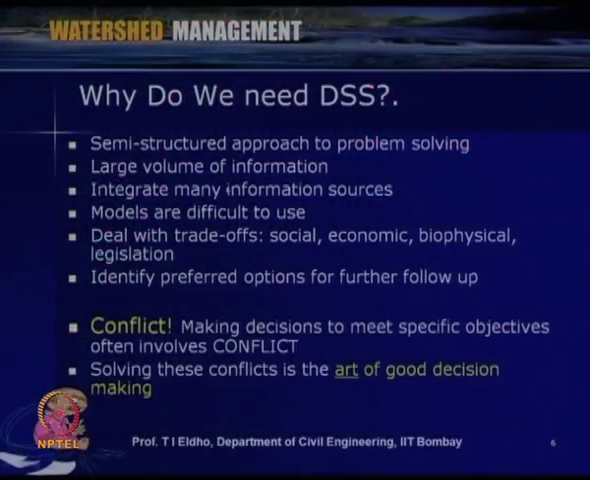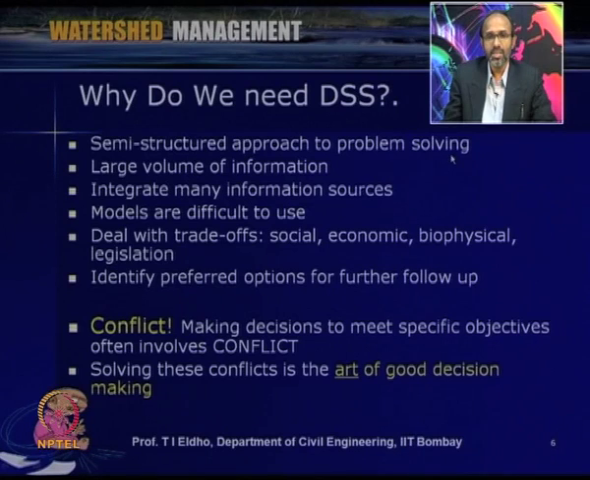Here I have listed some of the important points. A semi-structured approach to problem solving is part of DSS, and wherever a large volume of information is there, DSS is very useful. DSS integrates many information sources, either through the web or through various computer networks. Most of the time models are very difficult to use if there is no appropriate decision support system. And DSS deals with trade-offs, like the trade-offs between social, economic, biophysical, legislation, etc.